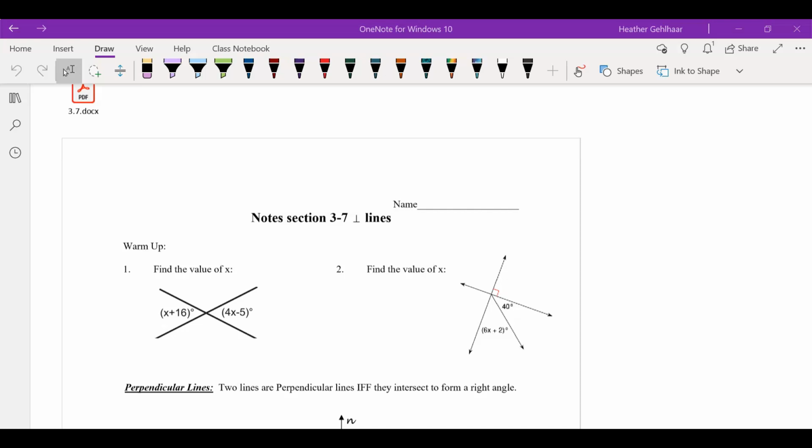Notes are going to be on section 3.7, perpendicular lines. If you can go ahead and pause this video to do these 2 warm-up questions, and then when you unpause it, I will have them done.